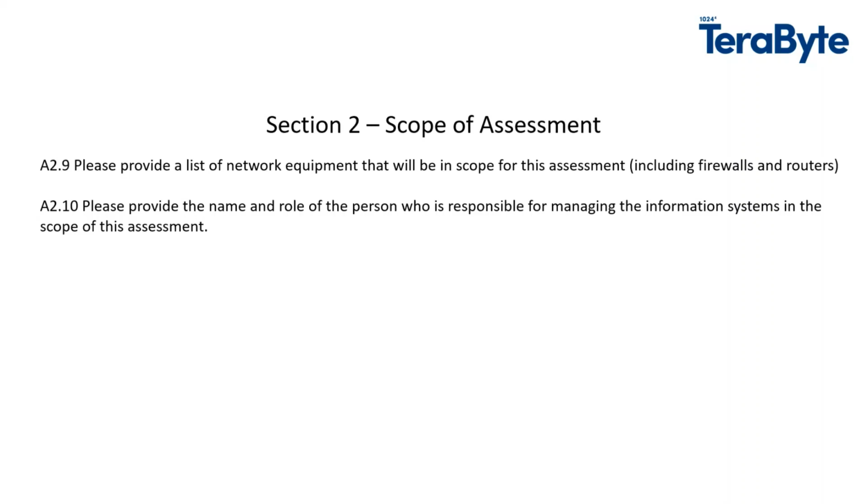So A210, please provide the name and the role of the person who's responsible for managing the information systems in the scope of this assessment. This is primarily the main person who'll probably be filling in this self-assessment. It's the main person who deals with the information systems within the business. If you're a one-man band, you put yourself down. If you're in a larger company, you put down who looks after the IT. Normally it might be the head of IT or director of information technology, something like that.